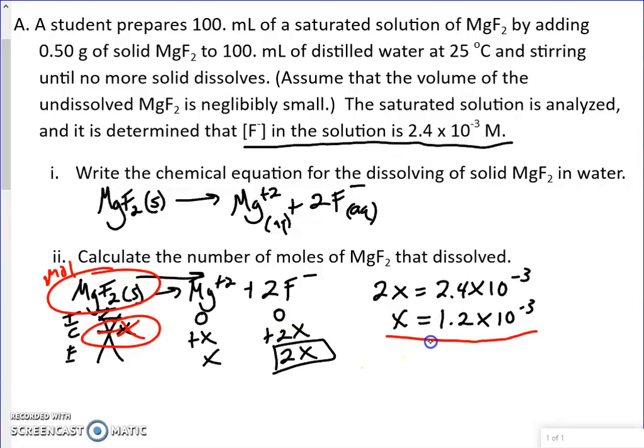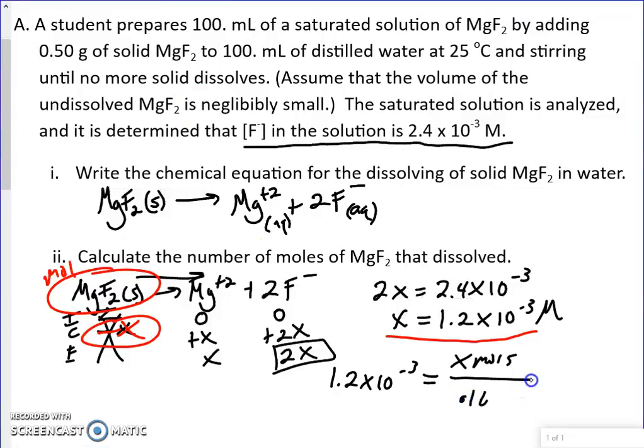Therefore, we have 1.2 times 10 to the negative 3rd X. Why is that important? Because that is our molarity, which means we can take that to moles. So remember, molarity equals moles over liter. So if we have 1.2 times 10 to the negative 3rd molar, that's going to equal X moles over our volume, which, if we remember, we go up here, we have 100 milliliters, and the solid that's left over does not change that, so we still assume 100 milliliters, so 0.1 liters.